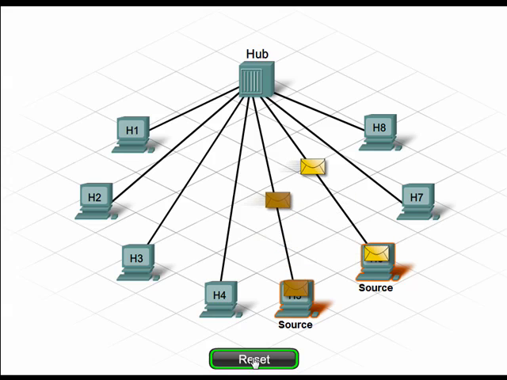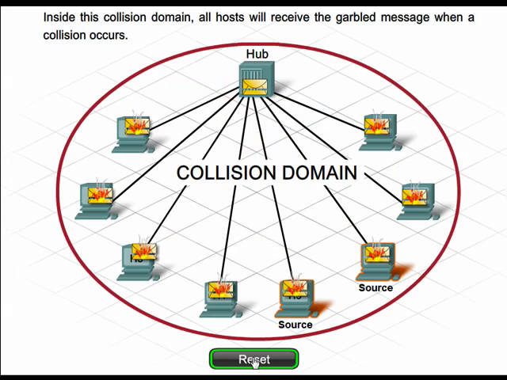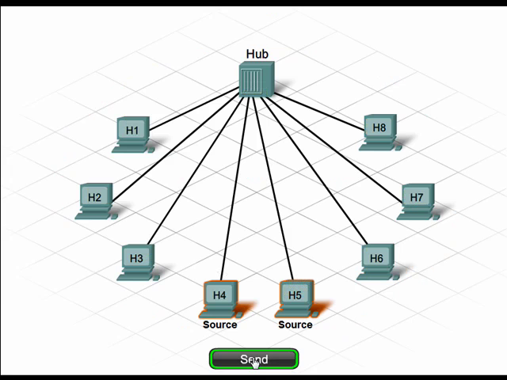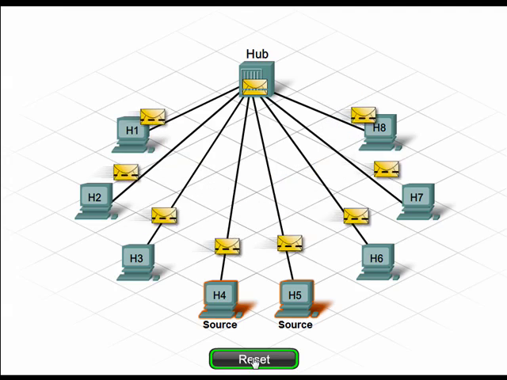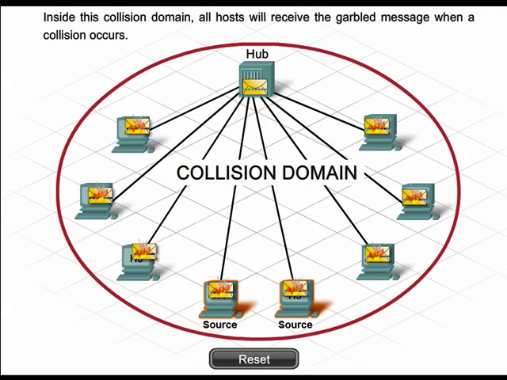If two devices try to use the network simultaneously, as seen in this animation, a collision occurs. When a collision occurs, messages become garbled or unreadable, and the network must reset itself before data delivery can again be attempted. The area of the network where a host can receive a garbled message resulting from a collision is called a collision domain.